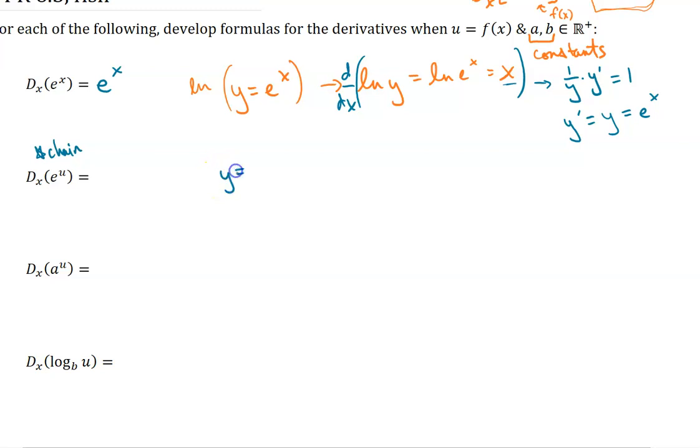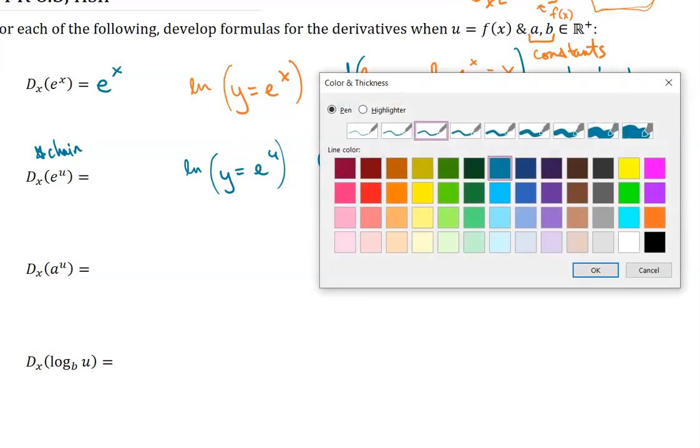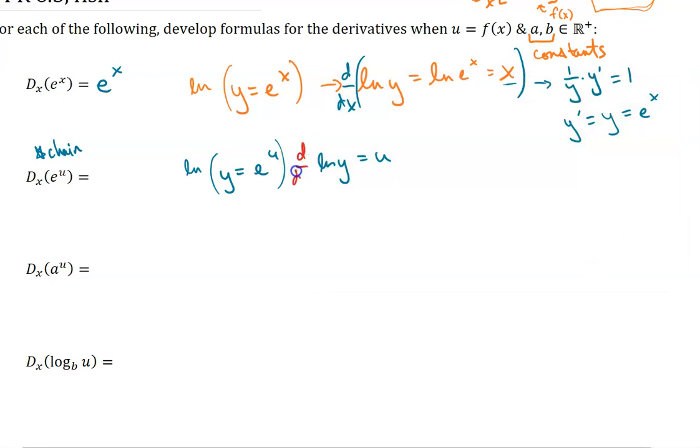So we have y equals e to the u, and then we take the natural log of this equation, and we get the natural log of y is equal to, and then the natural log of e to the u is u, okay? Next, taking the derivative with respect to x of this whole thing, I get 1 over y times y prime is equal to, and then the derivative of u, okay, the derivative of 1u is 1 times u prime, or you could write du over dx if you want to.